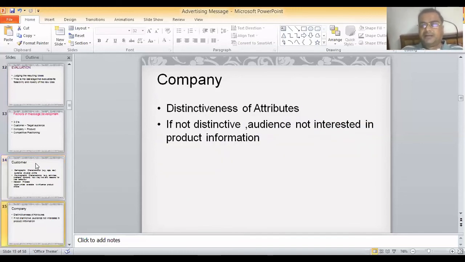Then the company or the product, as we had seen. So what are the distinctive attributes of your product? So basically, what we had seen earlier, that how you can place your product as different from the other products available in the market.